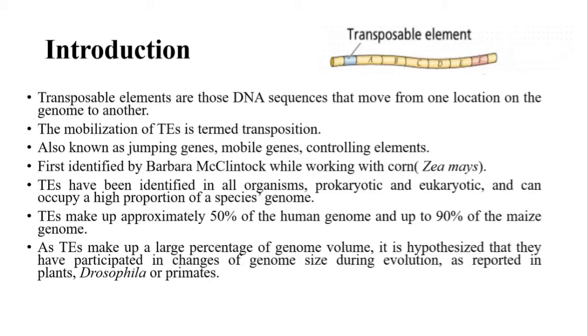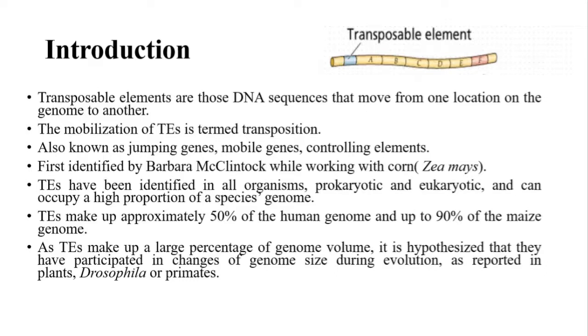Transposable elements are those DNA sequences that have a unique ability to move from one location to another within a genome. This process of mobilization of a transposable element is known as transposition. Since these elements possess an ability to transfer themselves from one place to another within a genome, they are also known as jumping genes, mobile genes, or controlling genes.